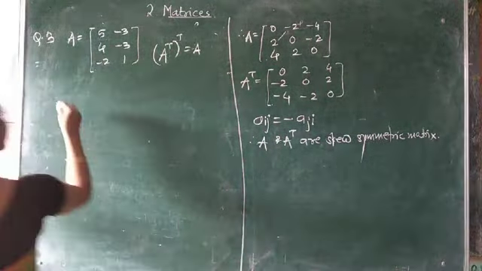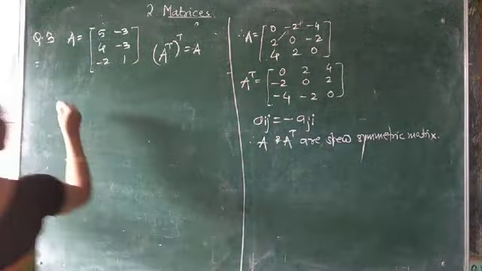So first take the transpose of the given matrix. That is, rows are converted into columns and columns are converted into rows. So 5, -3, 4, -3, -2, 1. This is A transpose. Now take the transpose of this matrix again.